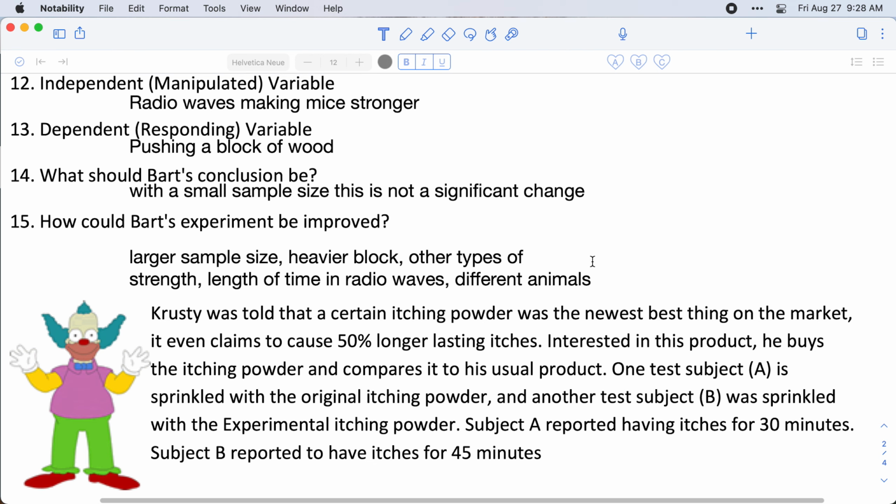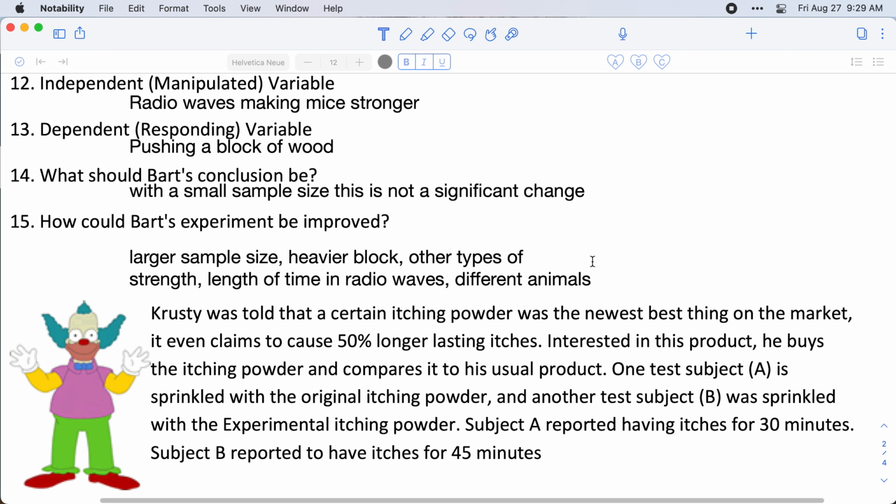Ethan, is there a control? Not technically, right? Because all itching powders are the independent variable. And so the control would be someone without any itching powder. But I could see where you're saying the control is the original itching powder.